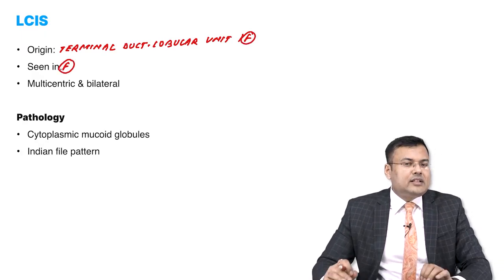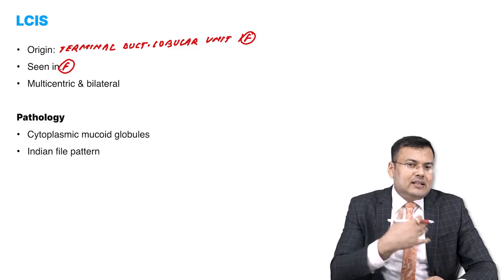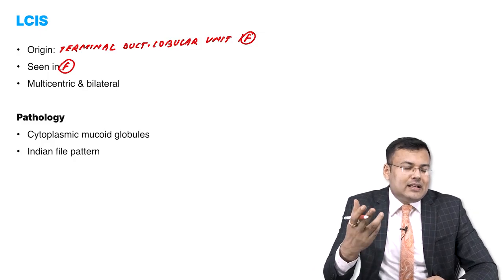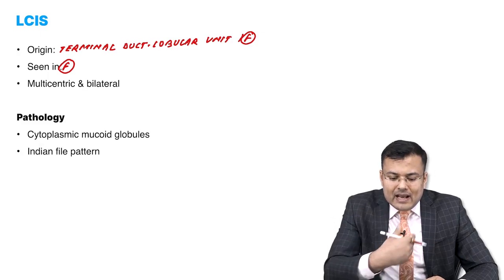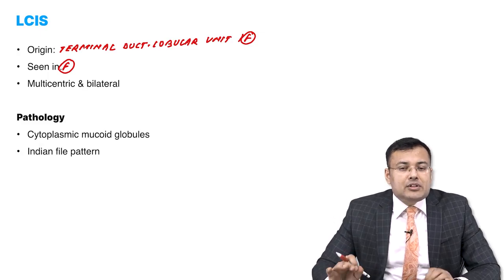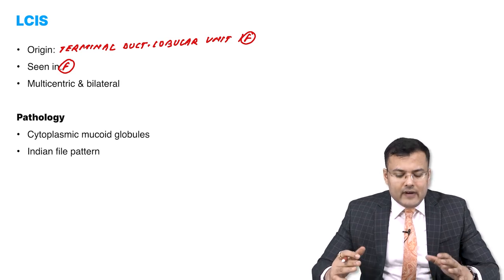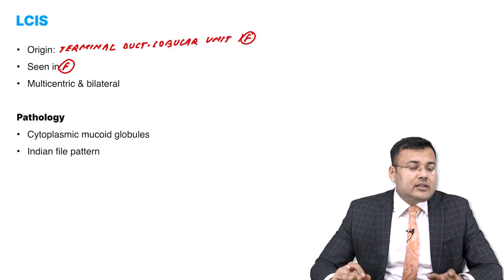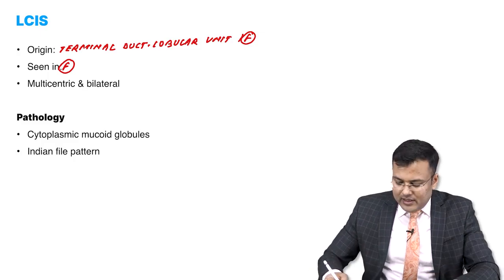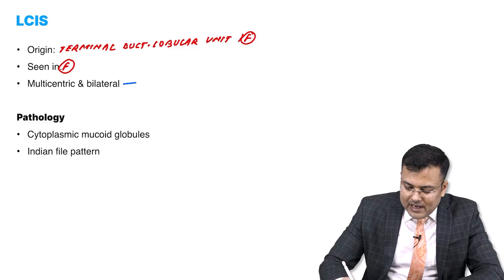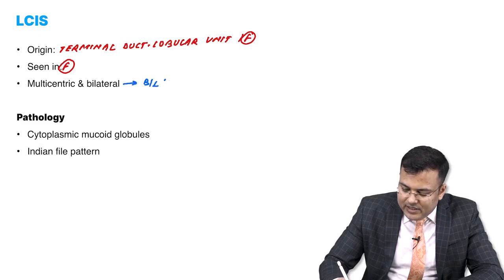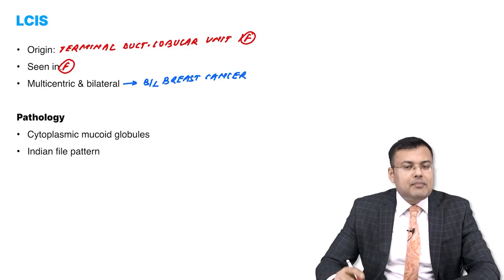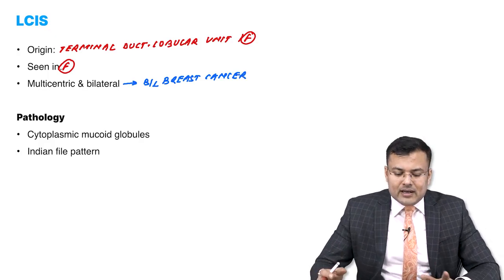We discussed that this is multicentric and bilateral. And since it is multicentric and bilateral, it is going to increase the risk of bilateral breast cancer. It means, what's the problem with LCIS? Actually, it's a marker of increased risk for bilateral breast cancer.